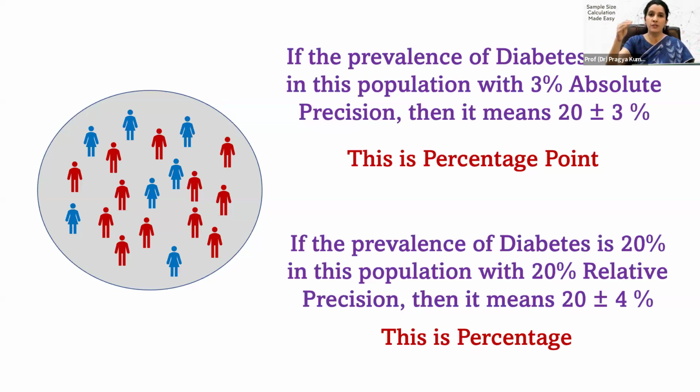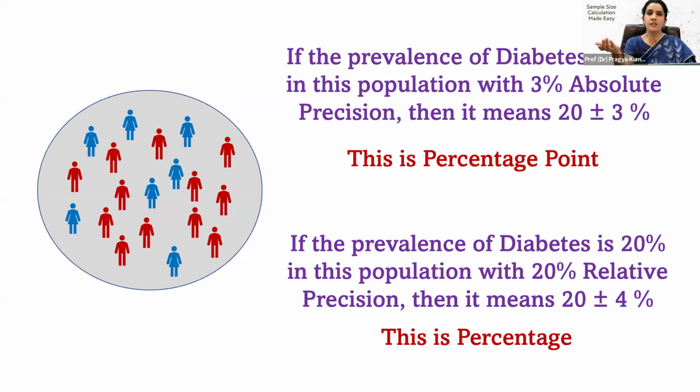We have given you a scenario where you have to calculate sample size. If the prevalence of any disorder is less than 10%, you should use the relative precision, because if you use the absolute, it will be very less. Means the confidence interval will be very wide. We will show you with this example. And if the prevalence is more than 10%, you can use the absolute precision.